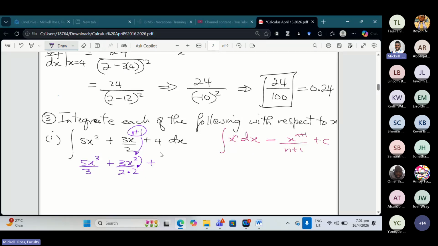And then we're going to say the integral of a constant is the constant times the variable, and then the arbitrary constant c. So what we end up with, 5x cubed over 3 plus 3x squared, 2 times 2 is going to give us 4, plus 4x plus c.